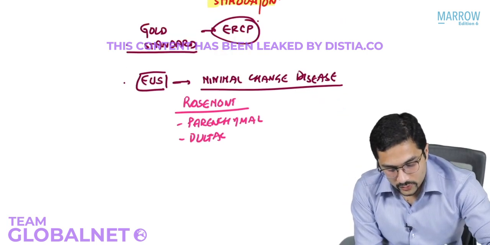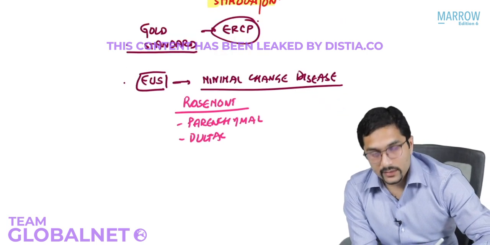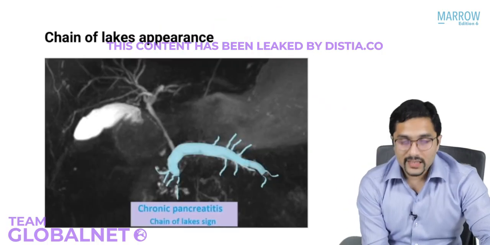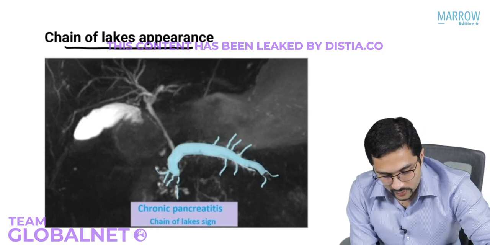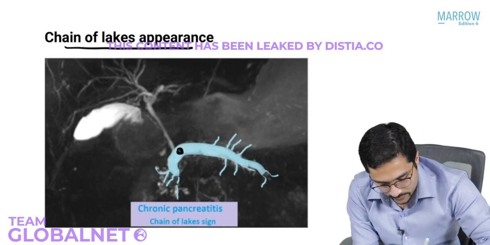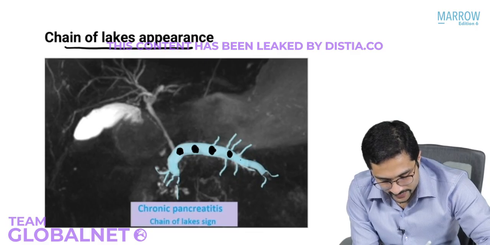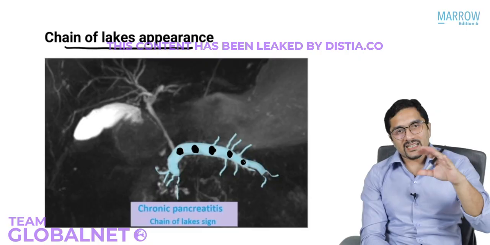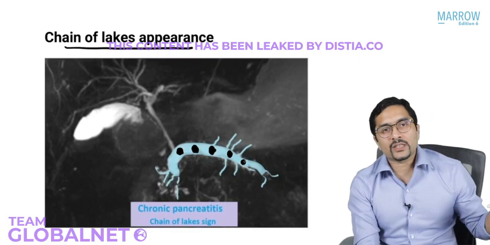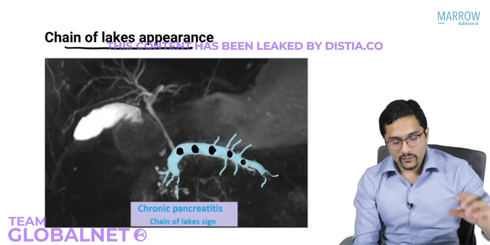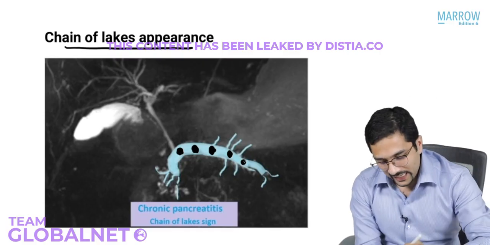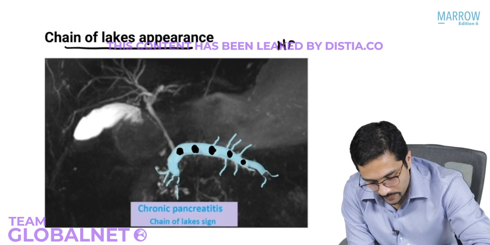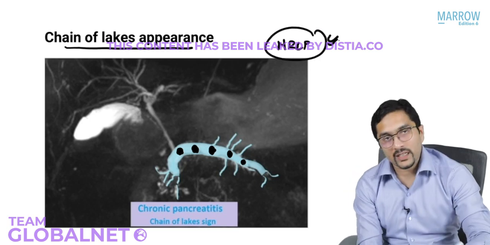One more thing which I want you to know is the chain of lakes appearance. The chain of lakes appearance can be seen on MRCP, and this appearance develops because of stones. If there are multiple stones in the pancreatic duct, then there will be pancreatic secretions in between these stones. So it gives an appearance of a chain of lakes, and this sign you should know on MRCP. This is seen in chronic pancreatitis. This has been asked in the exam.